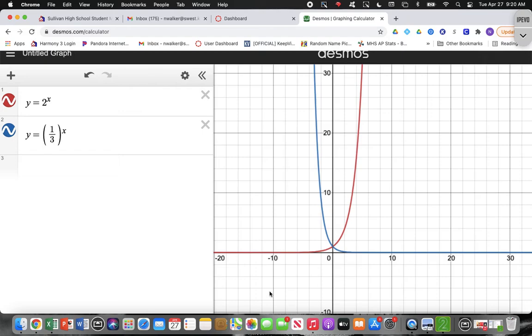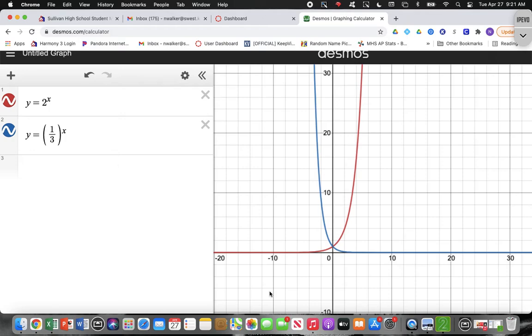What do you notice between these two? Look at the bases. What do you think about this base makes one growth and one decay? One's a fraction. Is it a big fraction or a small fraction? Do you think 1/3 is a big number or a small number?